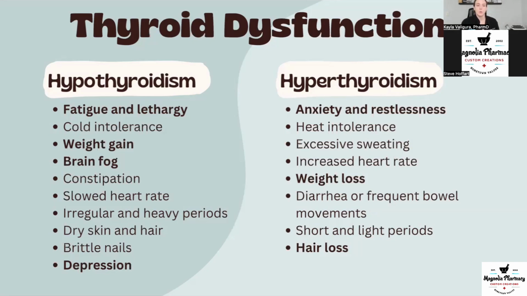But you can see here we have our hypothyroidism. So it's that cold intolerance, that weight gain, everything's kind of slowing down. You can think of it that way. And then our hyperthyroidism, everything's kind of speeding up. So you're going to have more anxiety, more restlessness, excessive sweating, heat intolerance, weight loss rather than weight gain, as well as hair loss and diarrhea, things like that.